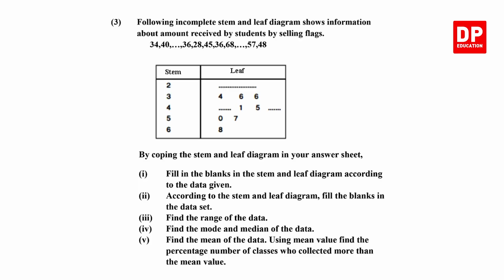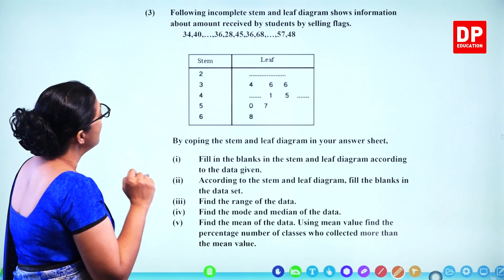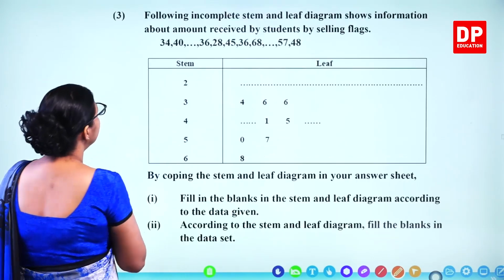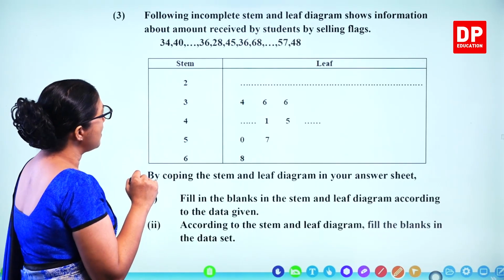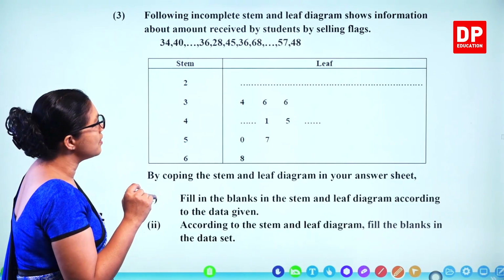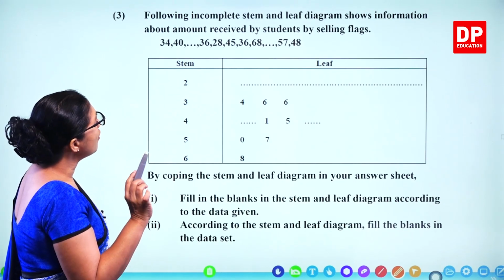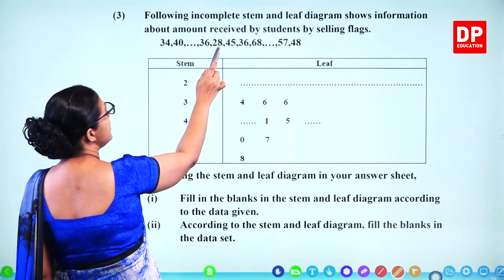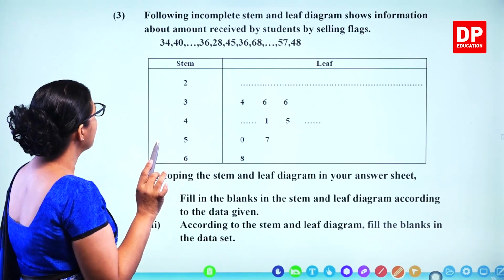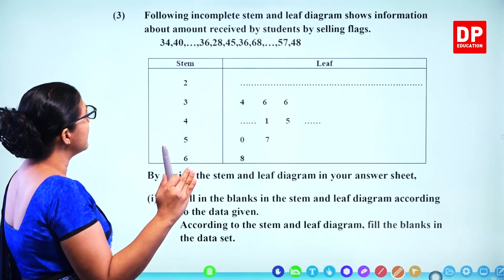This is about statistics. So you have to fill the blanks and then answer the questions. The following incomplete stem and leaf diagram shows information about the amount received by students by selling flags. So this is not in order. Here 28 is there, 34, several values are there. Stem means the first digit, leaf means the second digit.